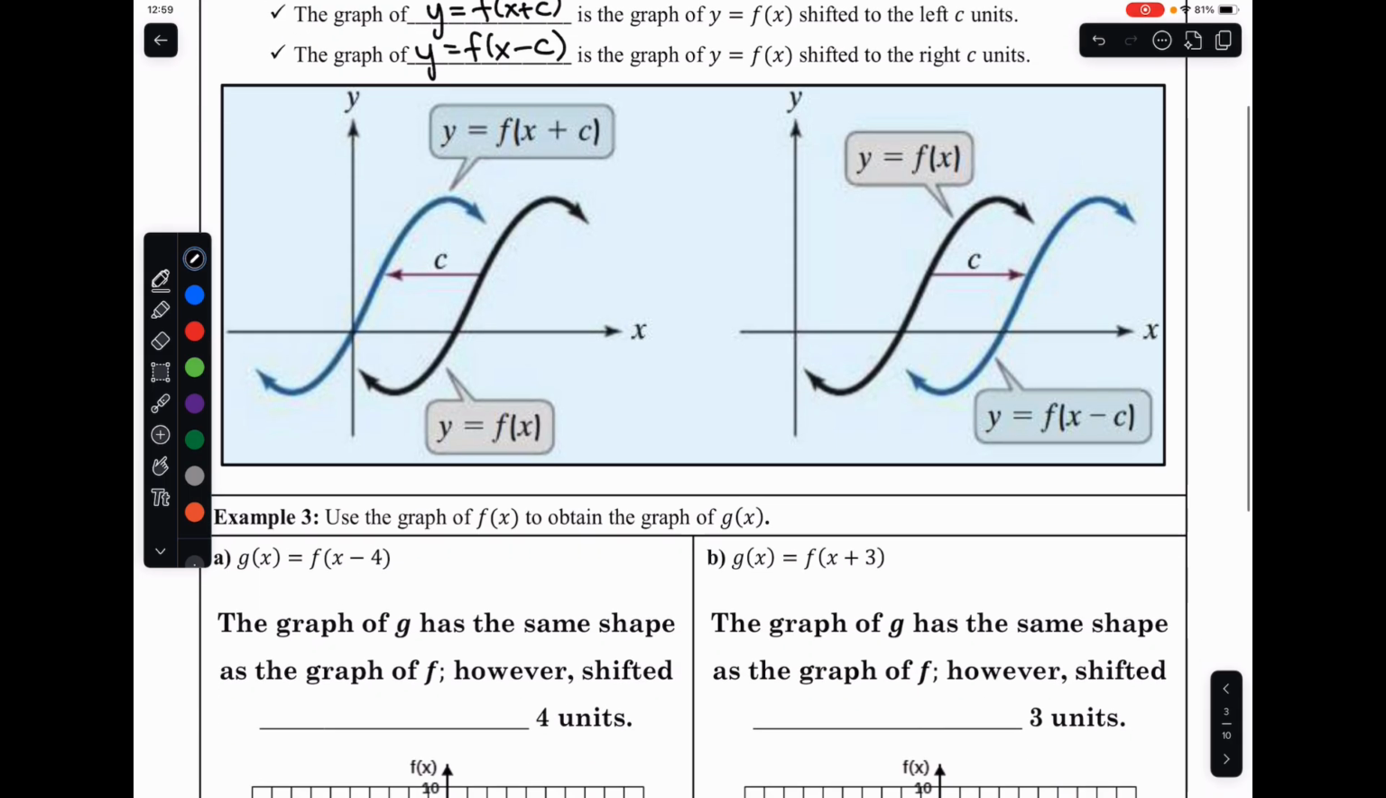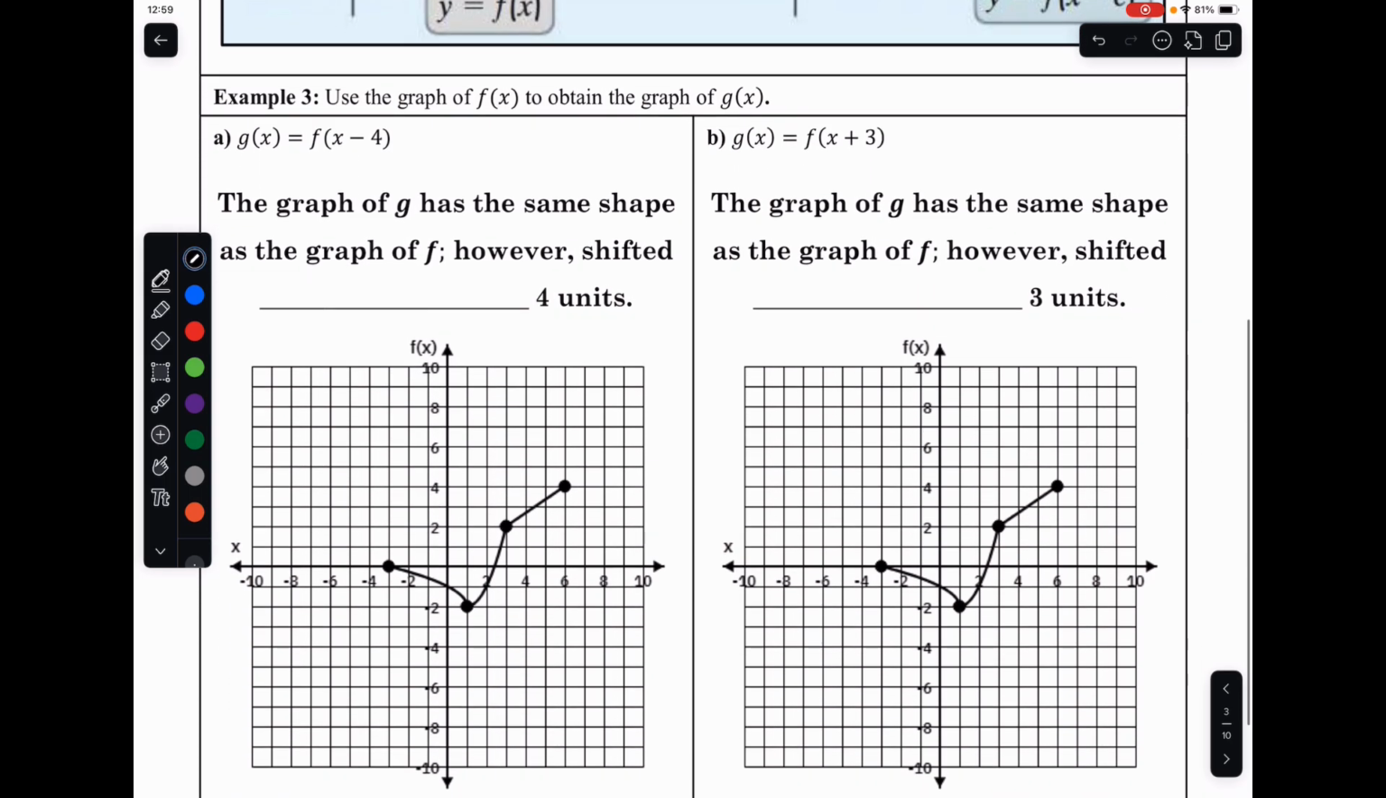So let's look at two examples of this. So here we have example 3a and 3b. We have here the f of x in the graph. So this is a picture of f of x. And we want to graph this function g in relation to f of x. The first notation we have is that g of x equals f of x minus 4. Well, since it's minus 4, it's not going to move things to the left. It's going to move things in the opposite direction. So the graph of g is going to look the same as the graph of f.